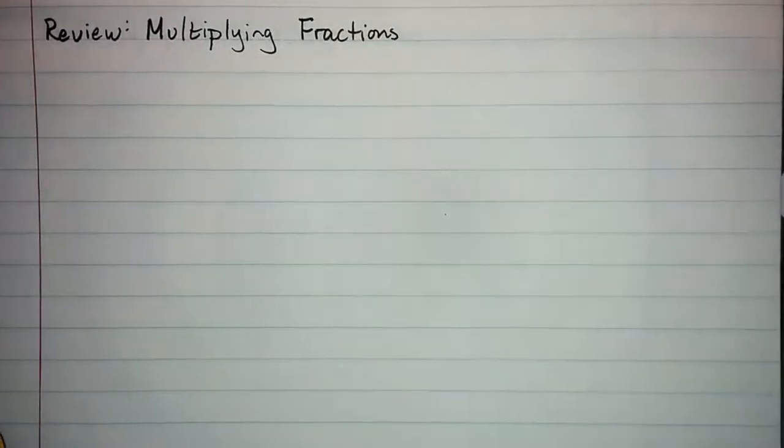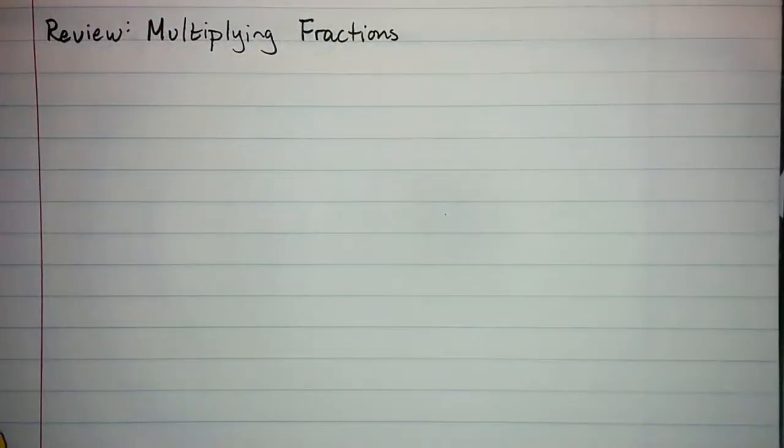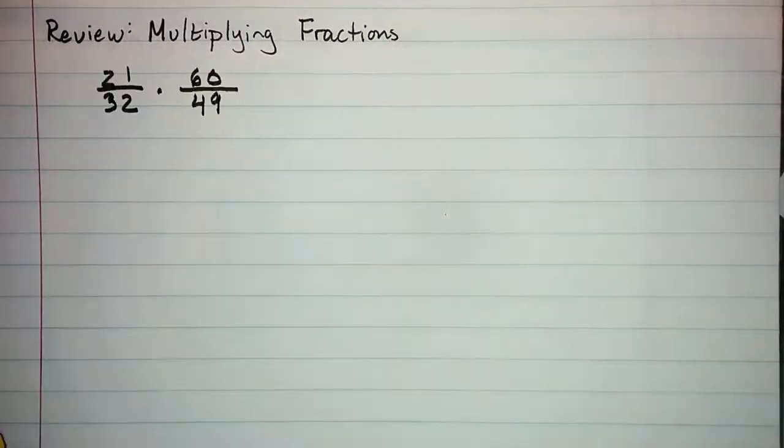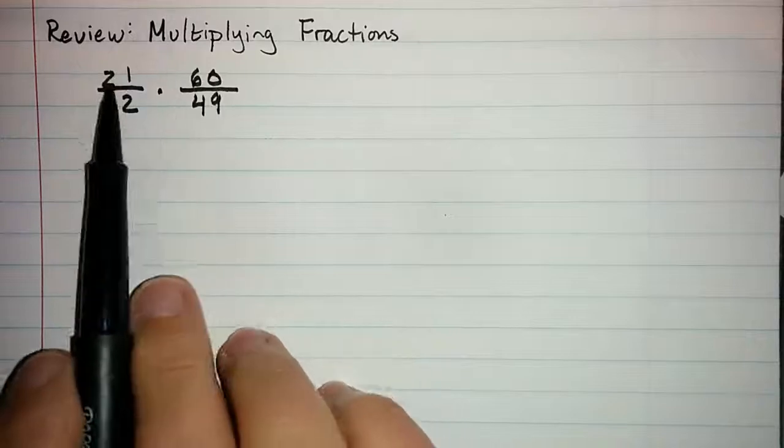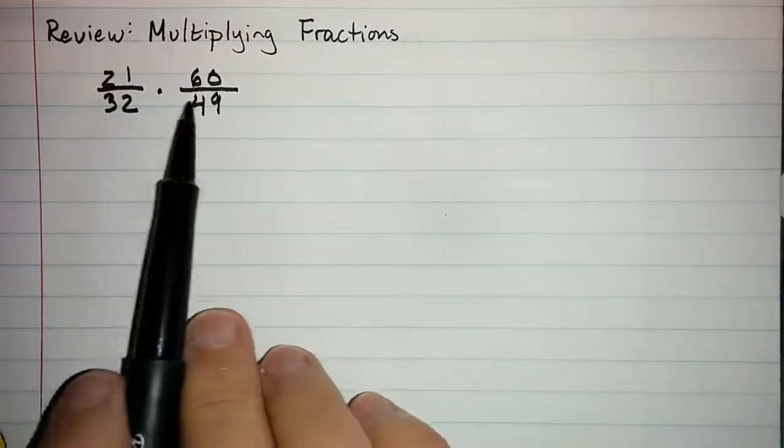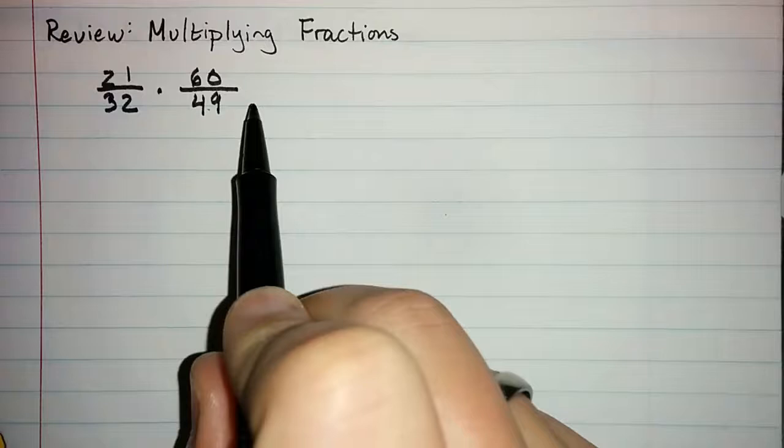Let's take a moment to review how we go about multiplying two fractions. Let's suppose we wanted to multiply the fractions 21/32 times 60/49. Remember what we do to multiply fractions. We just multiply together the numerators, multiply together the denominators.